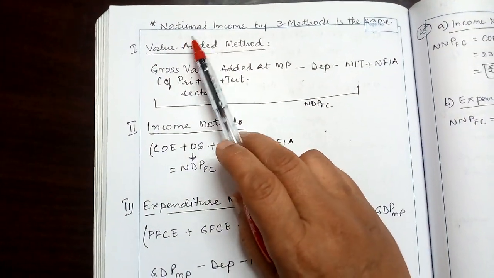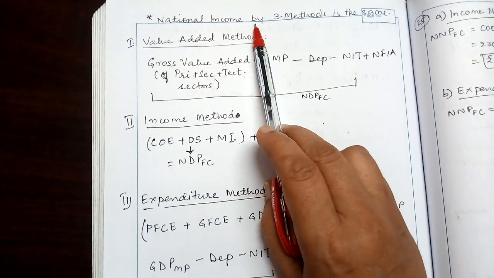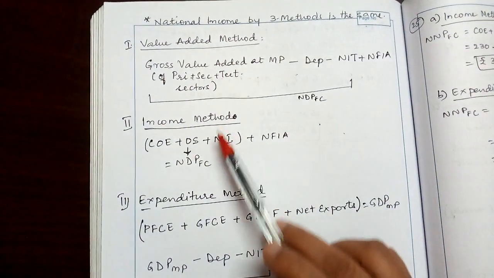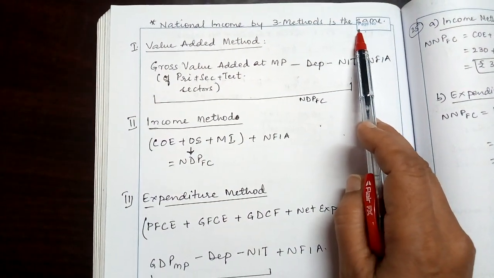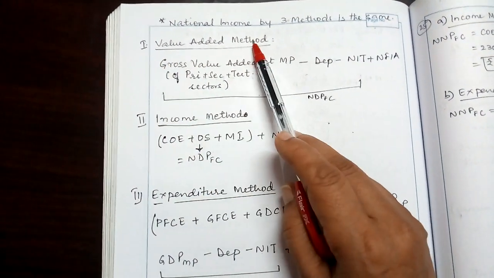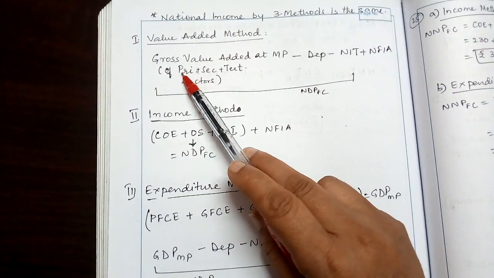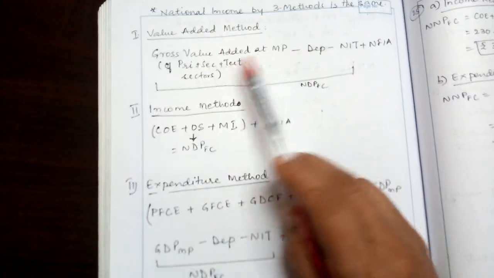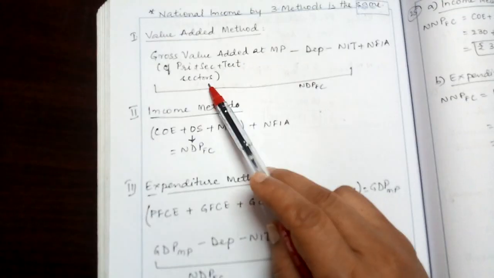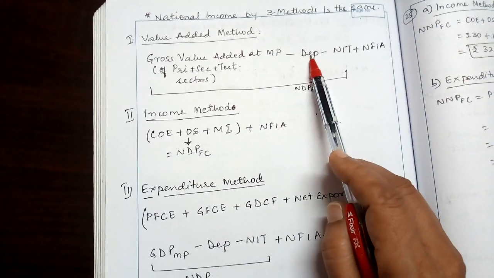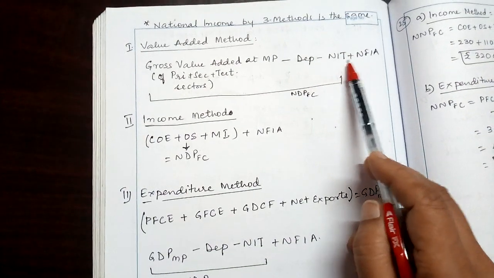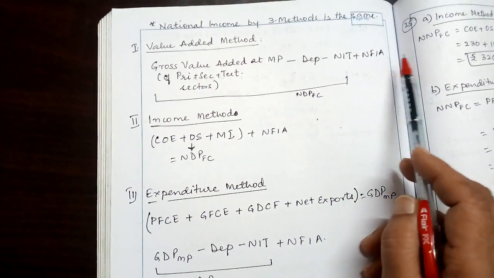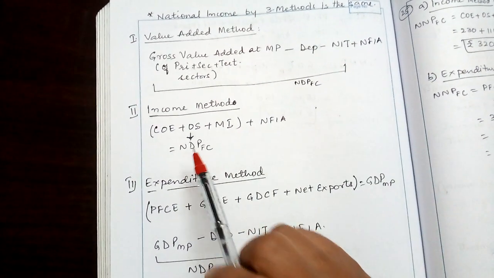Whatever be the method of calculating national income, that is, we learned three methods, the national income would be the same. The first method was the value added method. We had gross value added at market price from the primary, secondary and the tertiary sectors, minus depreciation minus net indirect taxes would give us domestic product, plus net factor income from abroad would give us national income.